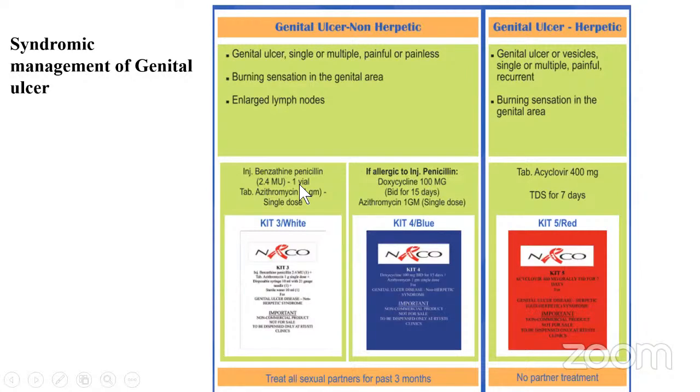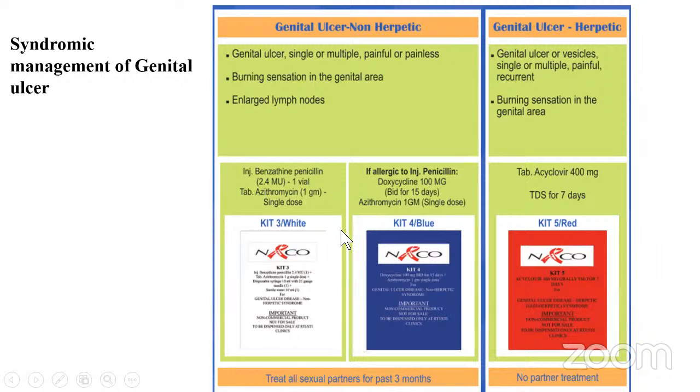For syphilis, the patient would be treated with injection benzathine penicillin. And for chancroid, the patient would be given azithromycin single dose. So this is contained in the white kit. Okay. So usually penicillin is given after sensitivity testing.